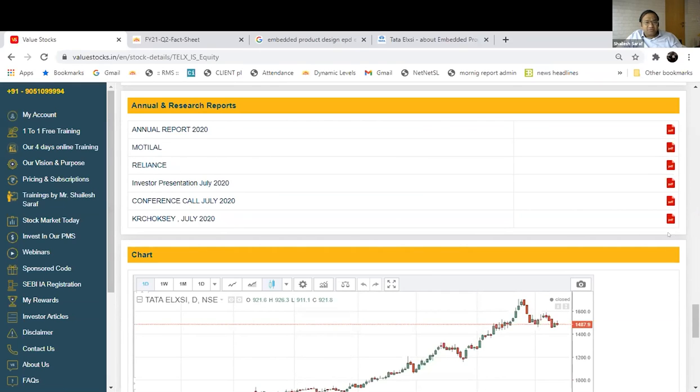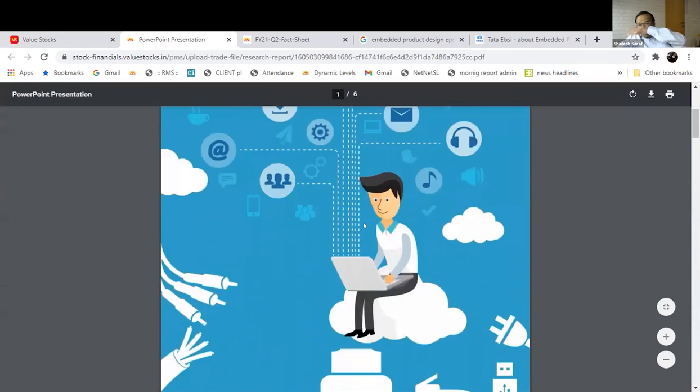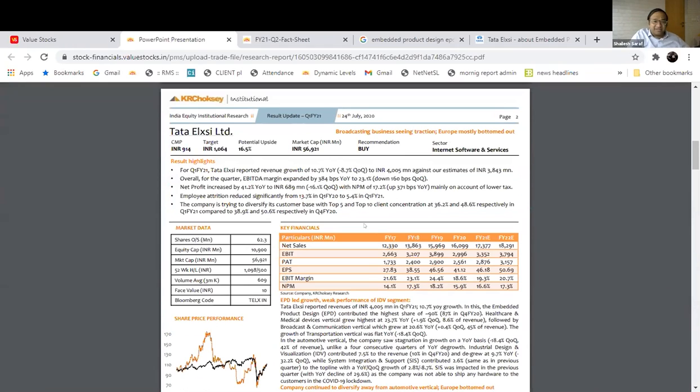Click, Vikas, click any report. So this is a KR Choksey report, so if you read it you will understand. But usually everyone talks first about financial metrics. Financial metrics we have done very well. I think we give one of the best financial metrics to understand a company. Okay, that is very important. But look at the product; here it is mostly financial metrics.